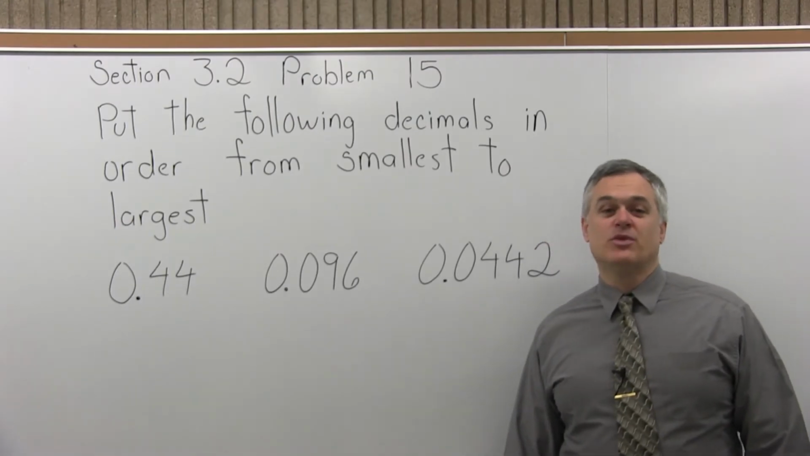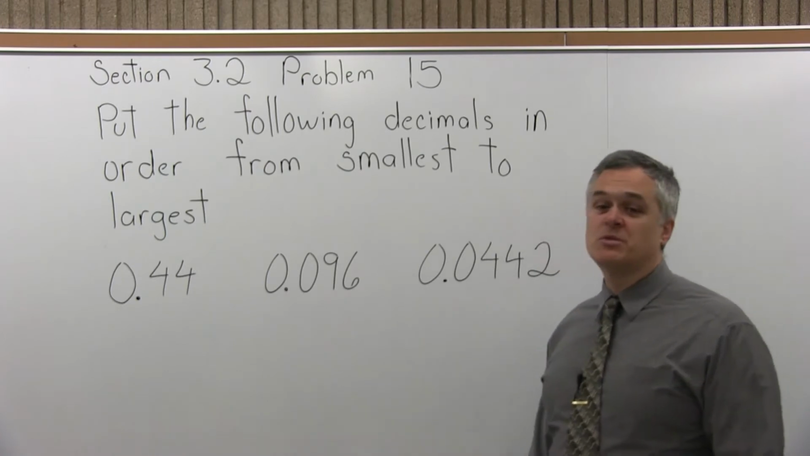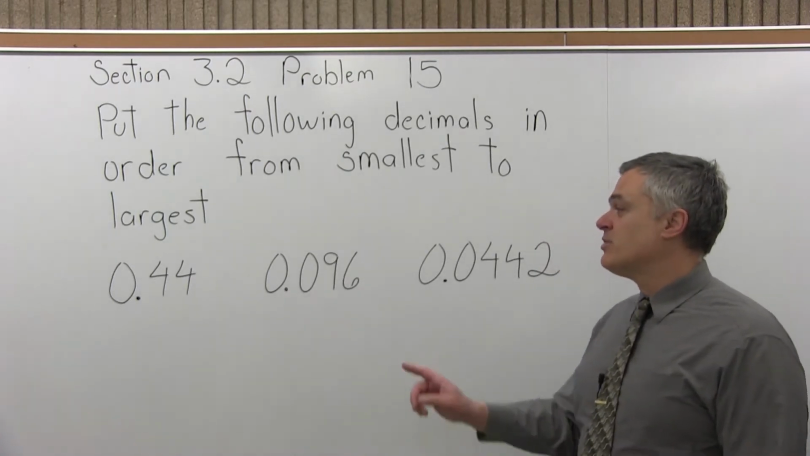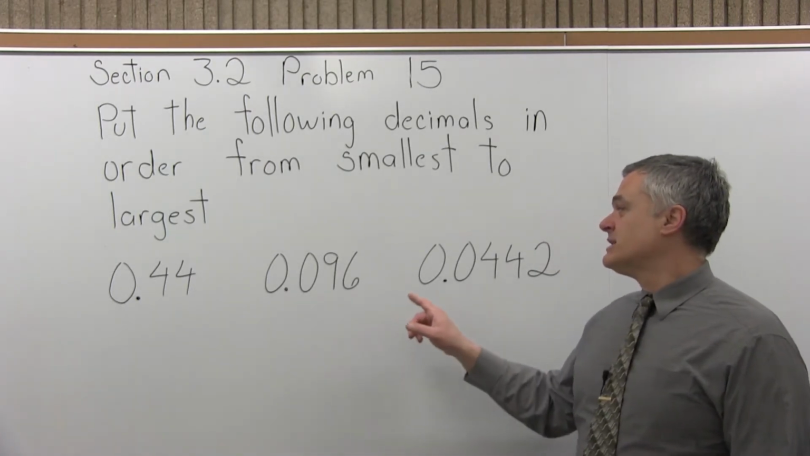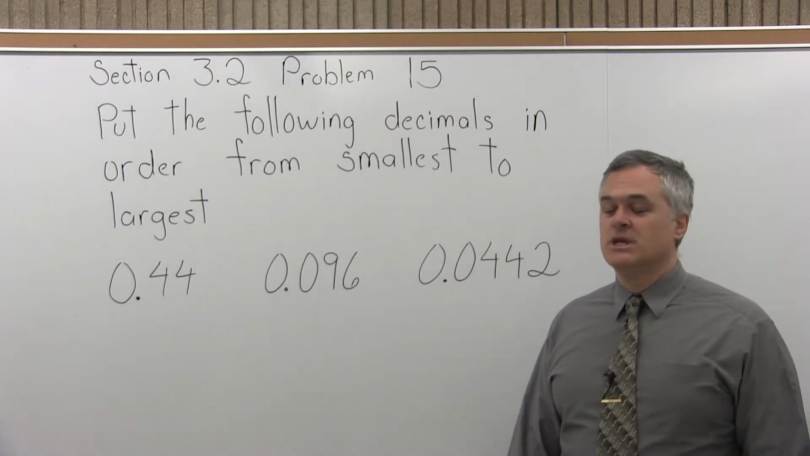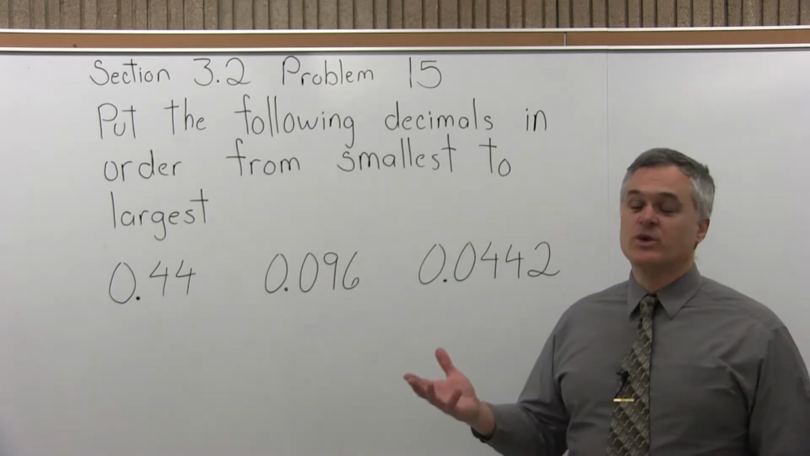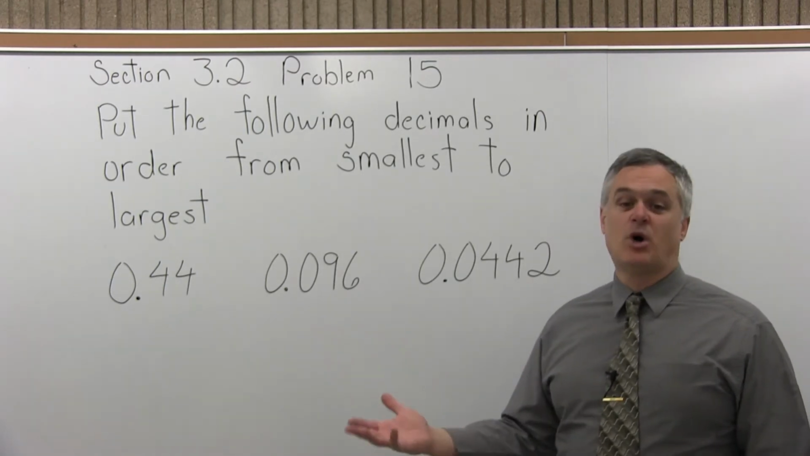This is Section 3.2, Problem 15. It says put the following decimals in order from smallest to largest. And we have 0.44, 0.096, and 0.0442. So we want to go in order from smallest to largest, so we want to figure out which one of these three numbers is the smallest.